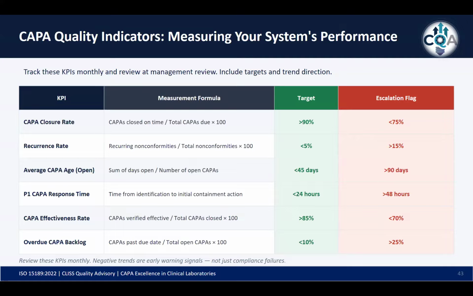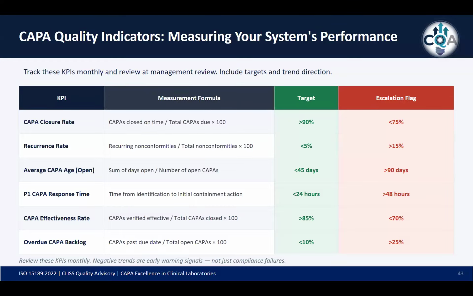Recurrence rates. If you are closing your NCs properly, doing proper root cause analysis, you should not be seeing re-raised NCs. They should not recur from time to time. So a target of less than 5% is okay to work with. But if you start seeing them going beyond 15%, it means your system is not effective. You're not doing thorough root cause. You are cutting the wrong tree all the time, and the big tree will always resurface.